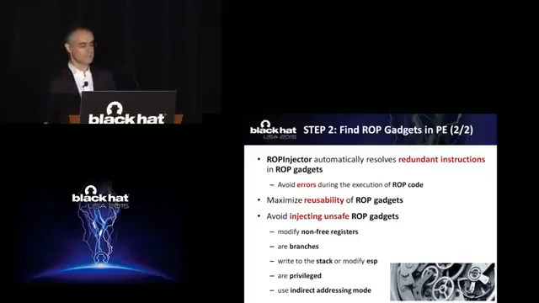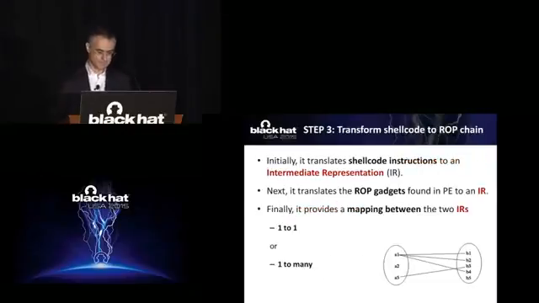Our tool automatically resolves redundant instructions in the ROP gadget in order to avoid errors during the ROP chain execution. It maximizes reusability of the found gadgets and avoids injecting unsafe ROP gadgets, which are gadgets that modify non-free registers, are branches, write to the stack or modify the ESP, are privileged, or use indirect addressing mode. Now let's see how we transform the shellcode to the ROP chain.